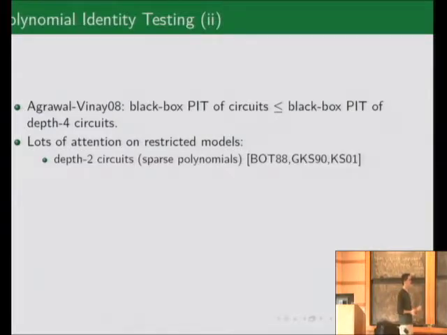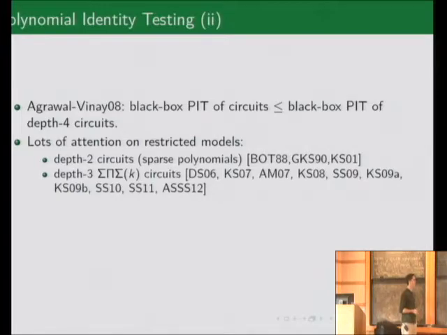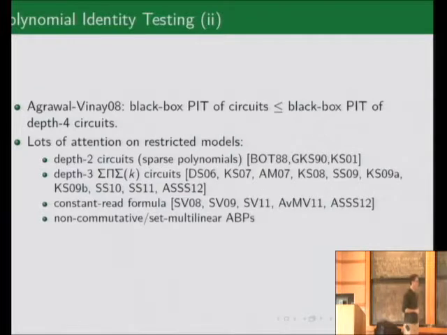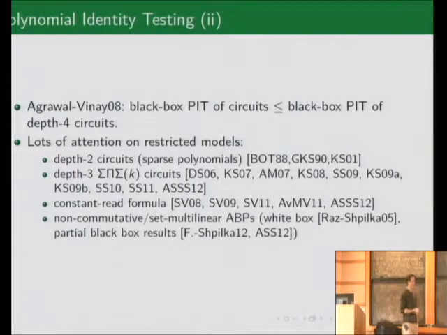One is depth 2 circuits, which are sparse polynomials, the easiest case. We have black box PIT results for this. There's depth 3 sigma-pi-sigma-k circuits, with bounded top fan-in, which I won't be talking about at all. A lot of work there. Constant read formulas. More relevant for this talk is the model of non-commutative or set-multilinear algebraic branching programs. There's a white box algorithm for PIT due to Raz and Shpilka, and some partial black box results. There's prior work of Amir and myself, and some later work, which I'll mention later.